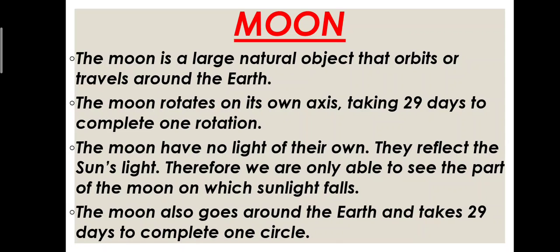Now, the moon has no light of its own. For example, all the planets also have no light of their own, and the same goes for the moon. The moon reflects the sun's light. Therefore, we are only able to see the part of the moon on which the sunlight falls. We are unable to see the other part, on which the sunlight is not present, because that part is dark. Now, this explains why the shape of the moon in the night sky keeps changing.